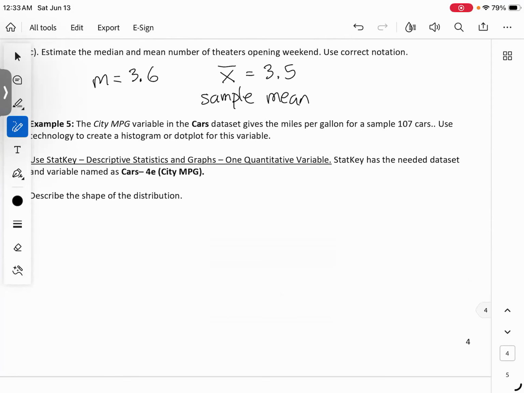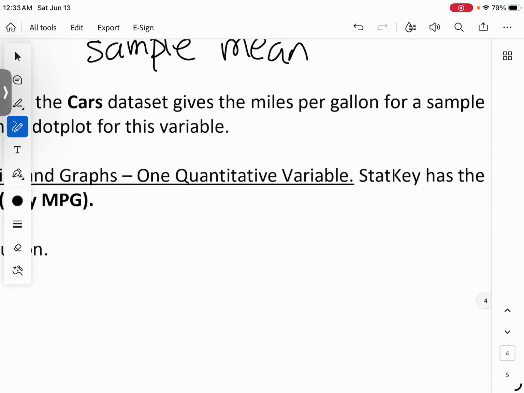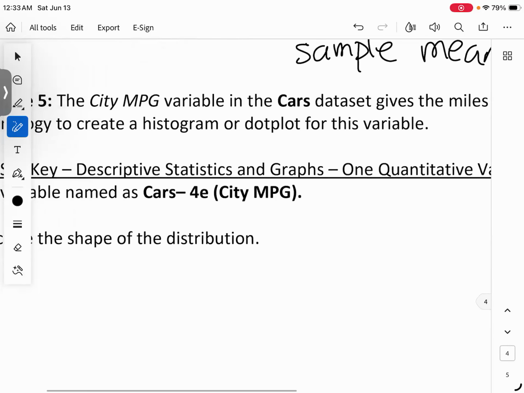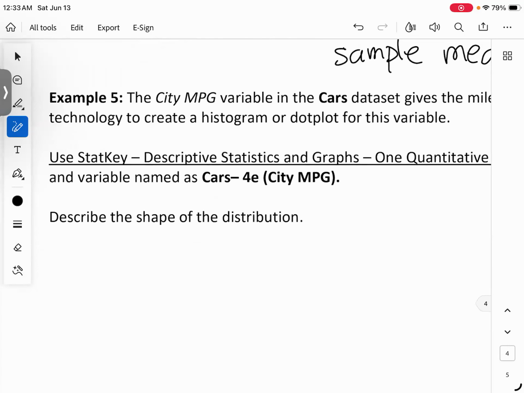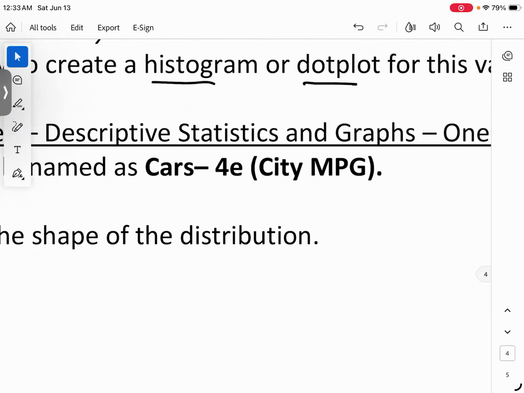All right, now let's try another StatKey. Again, we did one in the last section. In this one, we're going to try one where, again, it's just using the one quantitative variable, and it's about cars, and more specifically, how many miles per gallon they get. All we want to do is use StatKey to make the distribution. Of the two, you can either do a histogram or a dot plot, mainly just to look at the shape. Is it skewed left, skewed right, roughly symmetric, bell shaped? That's the data set Cars, Fourth Edition, city miles per gallon.